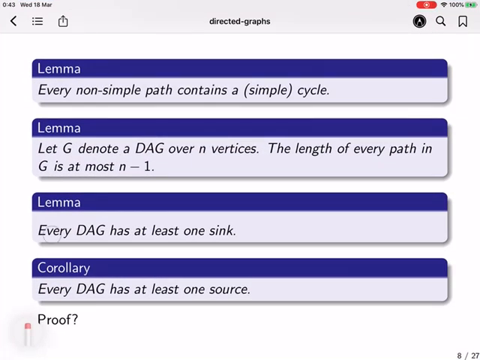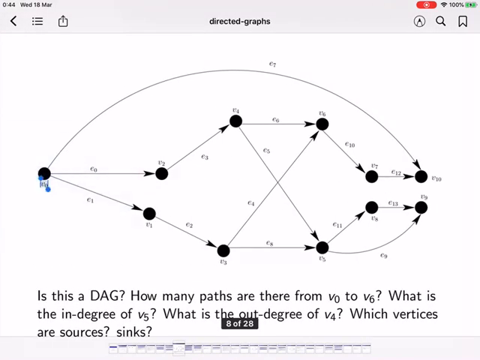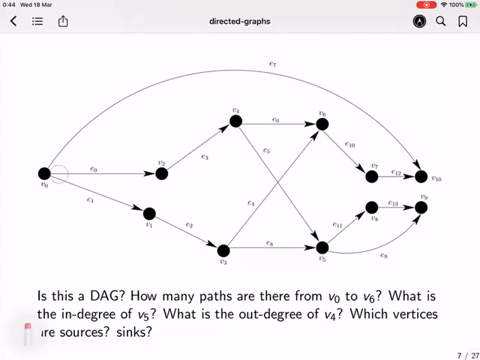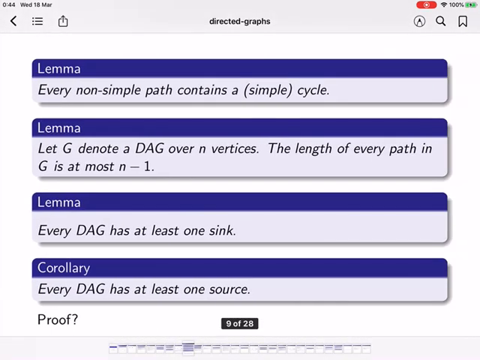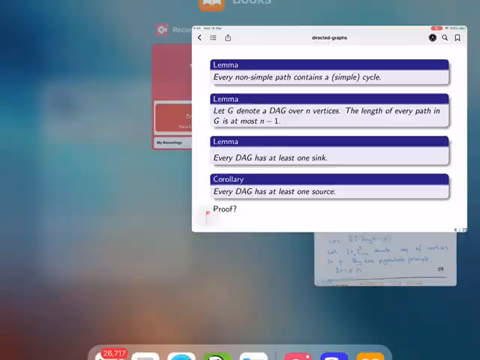The third lemma says that every DAG has at least one sink. Let's try to prove that. Namely, the fact that we were able to find the sink V0 in this DAG is not a coincidence. The claim is that we always have a sink in a DAG. How do we prove this?